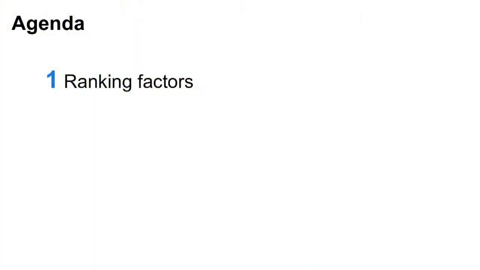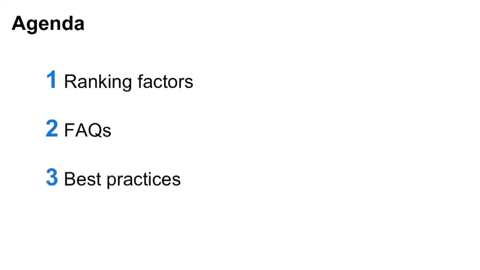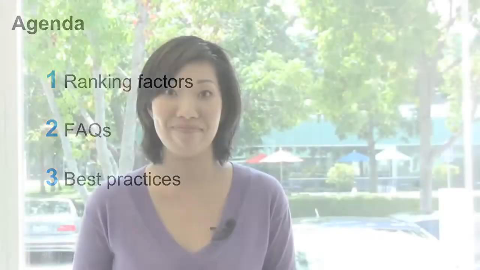Today, we're going to talk about three main topics. First, the ranking factors of Google News Search. Next, we're going to cover some of the frequently asked questions that we hear from publishers or from SEOs. And last, we're going to talk more about the best practices when you publish articles.